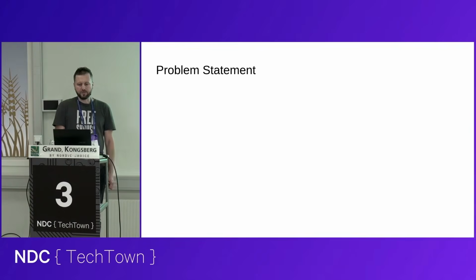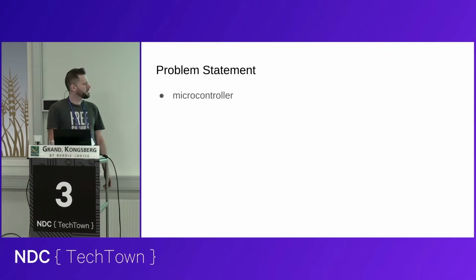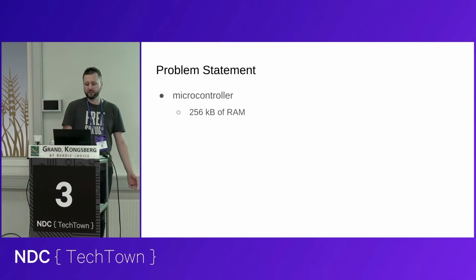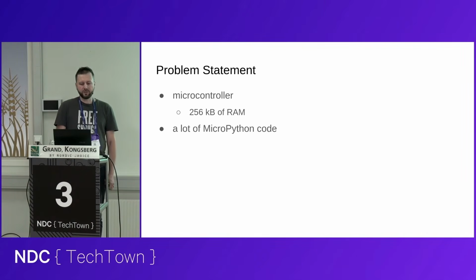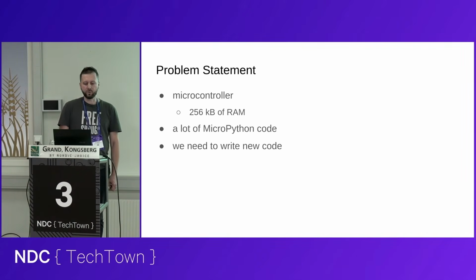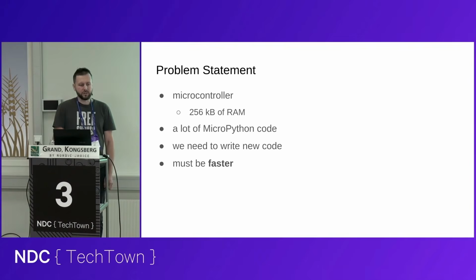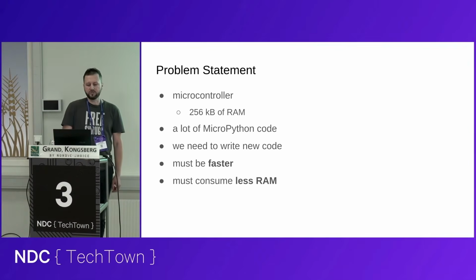So there's our problem statement. We have a microcontroller. Let's say it has 265 kilobytes. We have a huge legacy base of MicroPython code. We need to write more, but we need to be faster because MicroPython is relatively slow all by itself, and we need it to consume less RAM.